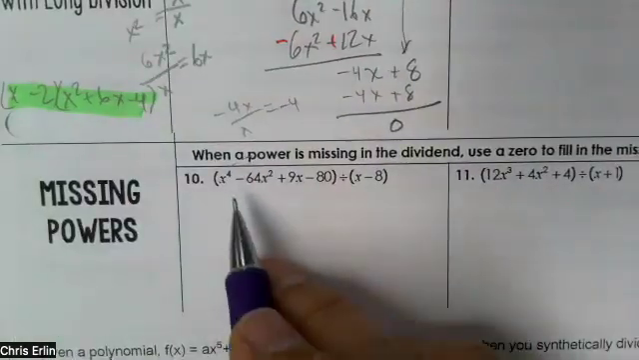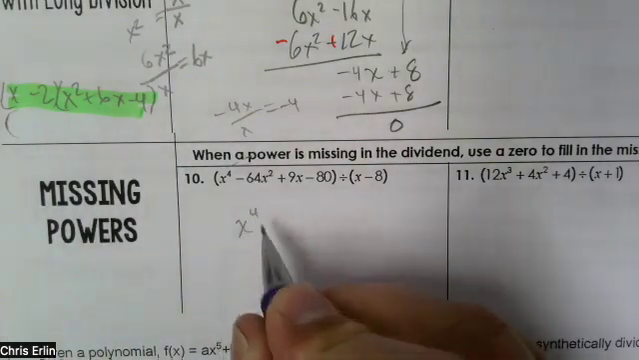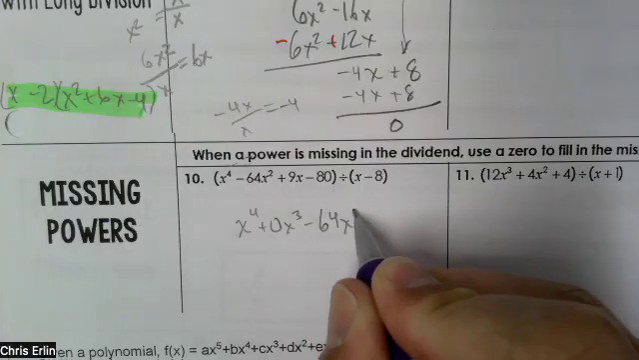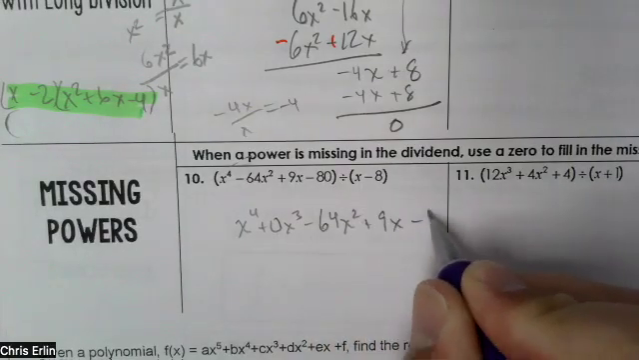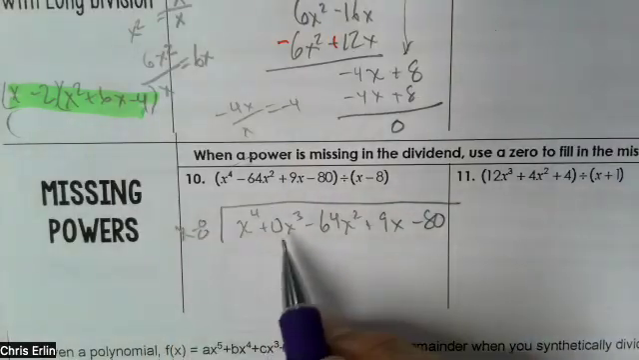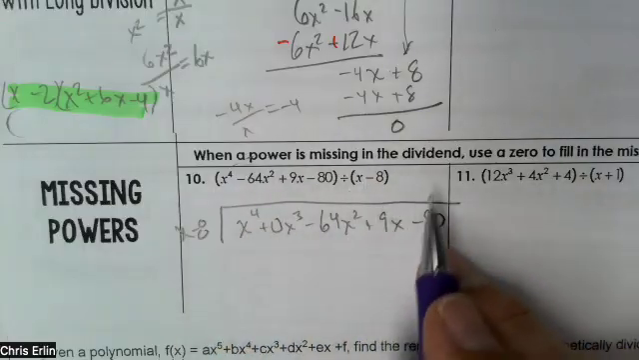What do you do if there's a missing power? You got to put zeros in. So like if I were to write this out, I'd write x to the 4th plus 0x cubed minus 64x squared plus 9x minus 80, over x minus 8. You have to put a 0 in for the gap here. Otherwise, your place values don't work.